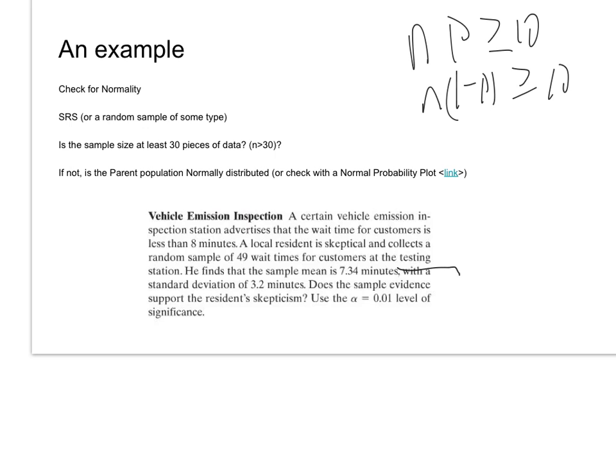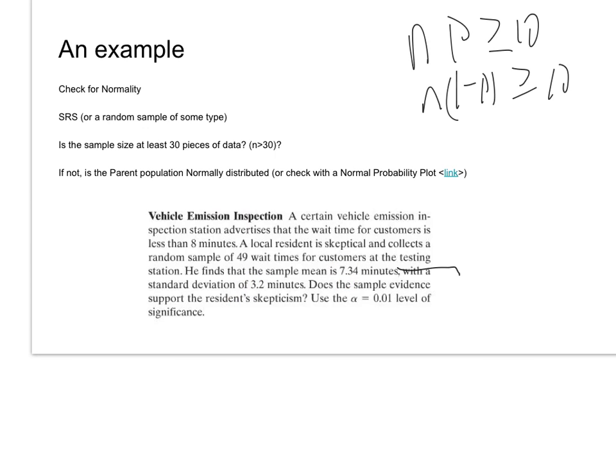Okay, so here's a problem I found. A certain vehicle emission inspection station advertises that the wait time for customers is less than 8 minutes. So that's their claim, right? And the resident skeptic goes out and gets 49 wait times, and he finds the sample mean and the sample standard deviation.